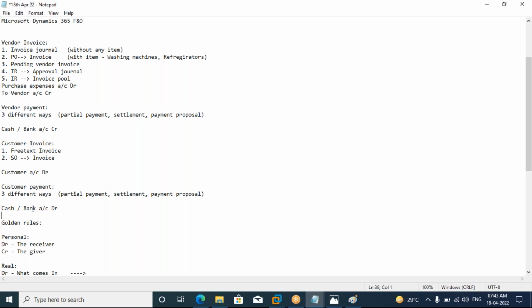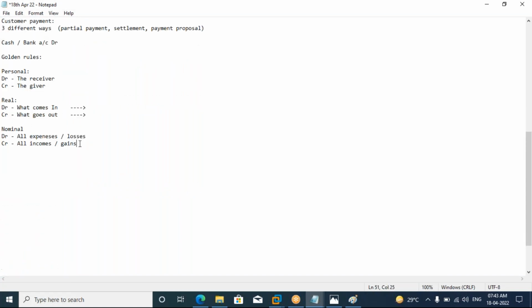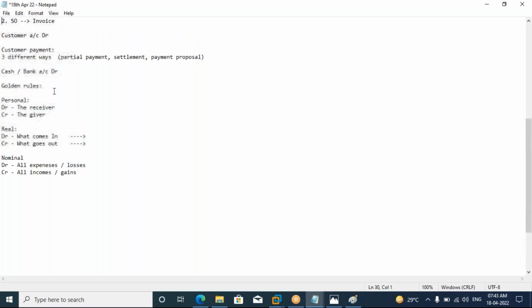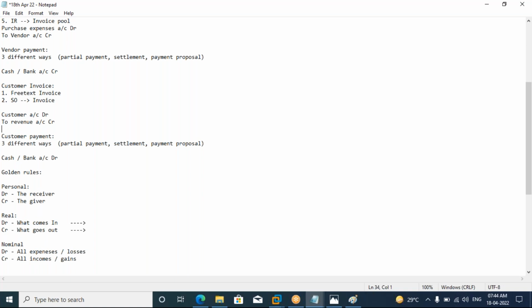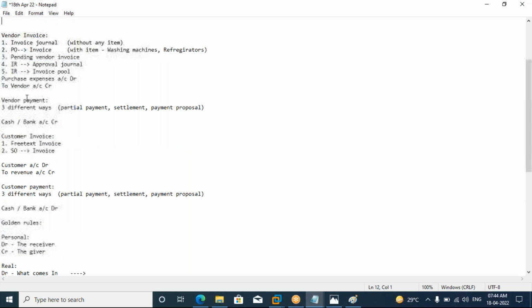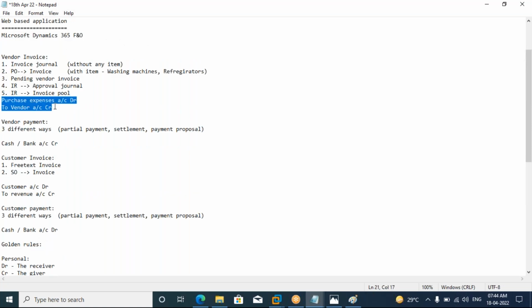Purchase expenses are debited. Expenses are debited and revenue or incomes are credited. So at the time of invoice, I am getting revenue, so it is revenue account credit. Now look at this one. At the time of vendor invoice, expenses account debit to vendor account credit.